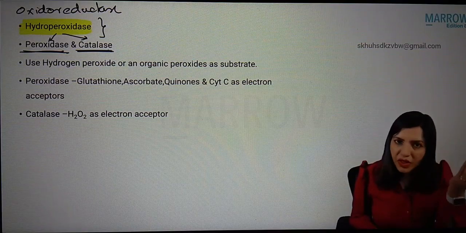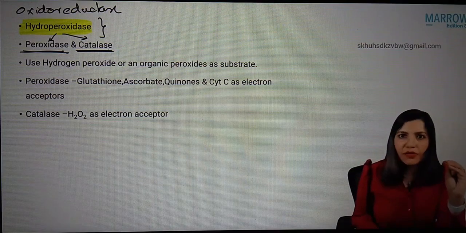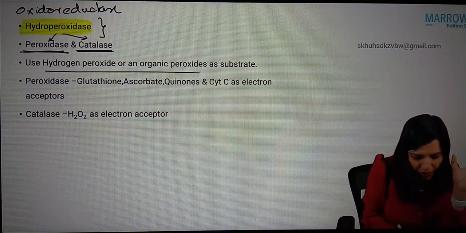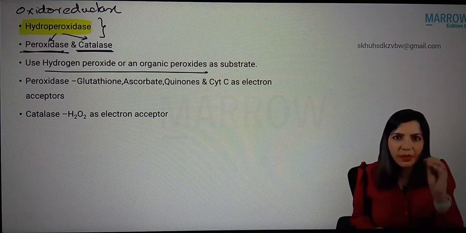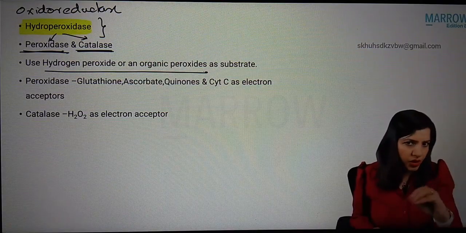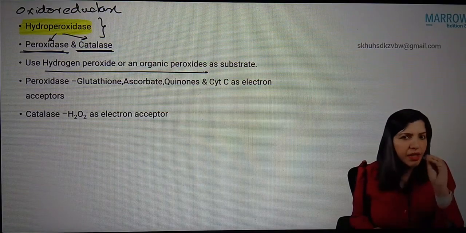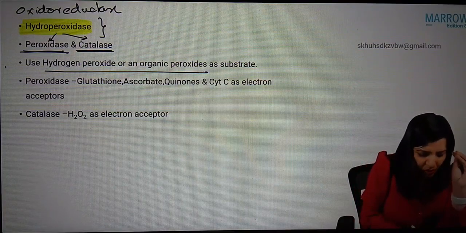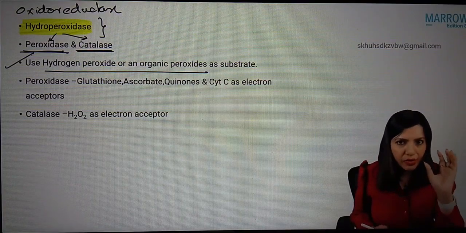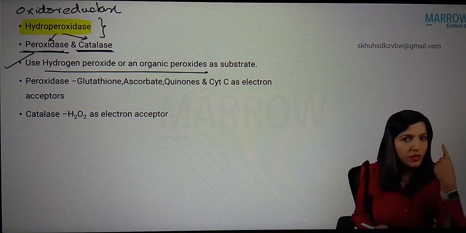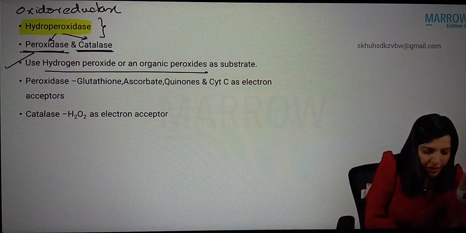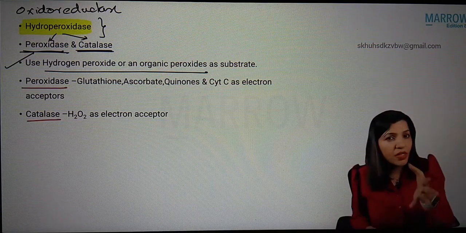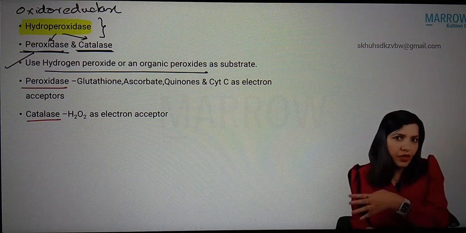What is common to these? The common thing for these two is that they use hydrogen peroxide or an organic peroxide as their substrate. Usually they use hydrogen peroxide as the substrate. That is common. Both use hydrogen peroxide. Now, what is the difference here? The difference between peroxidase and catalase: what is the acceptor of electron here?